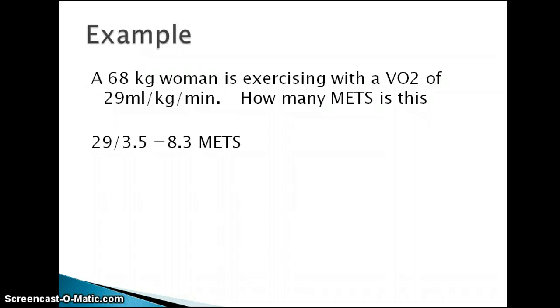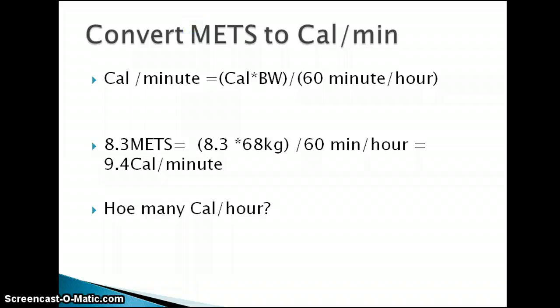We can then calculate that she's at 8.3 METs, and then we can calculate her total energy expenditure. So she's at 8.3 METs, 8.3 times 68 equals 564 calories burned in an hour. Okay, so I'm not going to ask you to be able to convert calories per minute or calories per hour, but you should be able to do that.